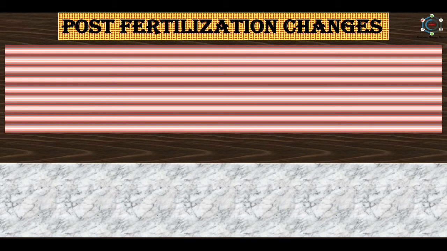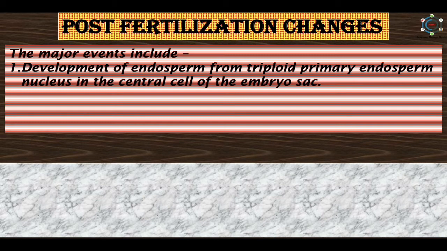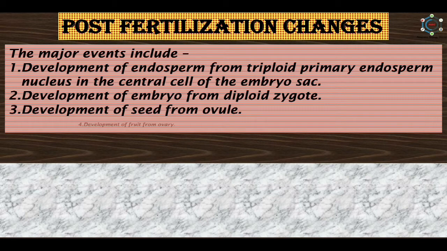So, in the post fertilization changes, the flower is converted into a structure where the petals, stamens, and styles are no longer present, and only the ovary develops. The major events in post fertilization are the development of endosperm from the triploid primary endosperm nucleus in the central cell of the embryo sac, the development of the embryo from the diploid zygote, the development of seed from the ovule, and the development of fruit from the ovary.